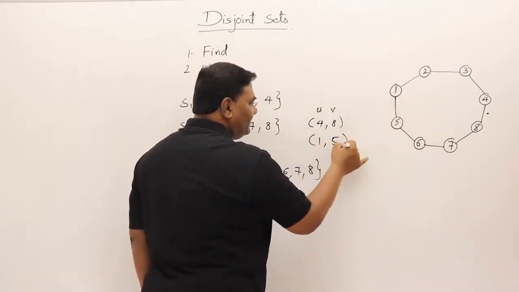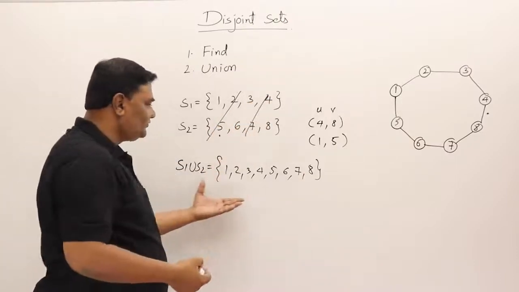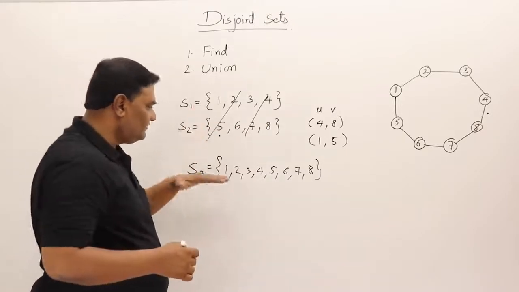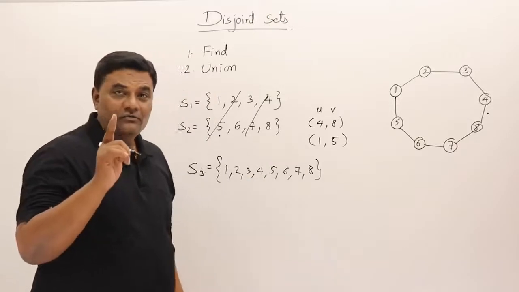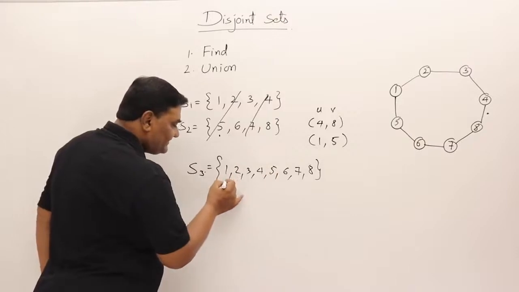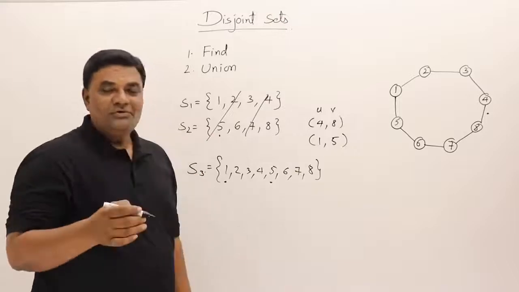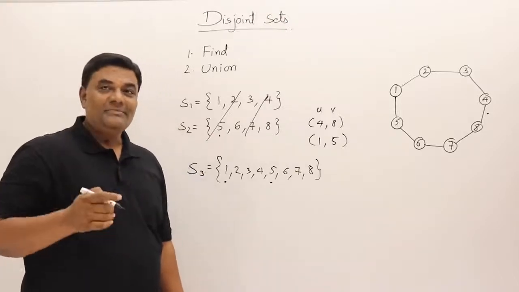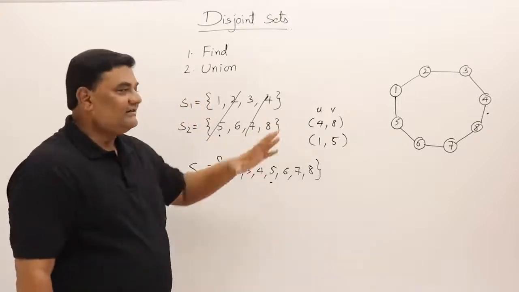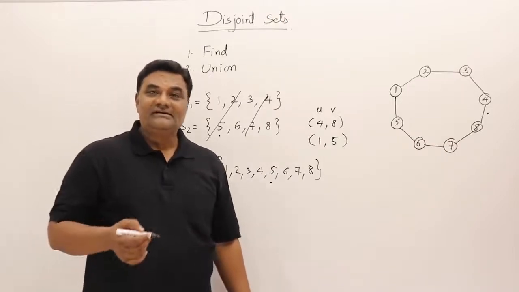So this is 1 to 5. Now we don't have those sets that were unioned, and we got a new set. Let us call this set 3. Those elements are gone. This is the final set. Now 1 and 5. Find 1. It's present here. Find 5. Yes, it is present here. Now both these vertices belong to the same set. And if they belong to the same set, it means there is a cycle. That's it. This is the way we find out a cycle in a graph.